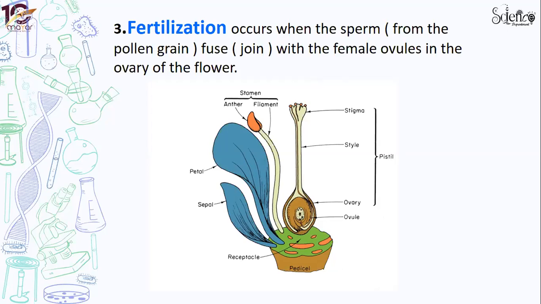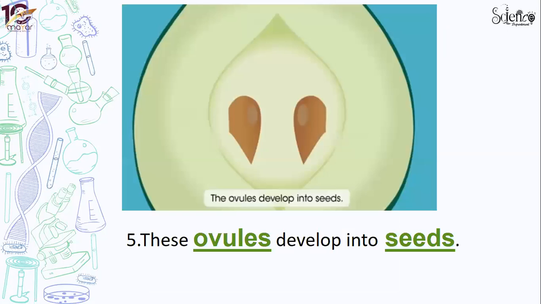After this happens, what will happen? The sepals are going to fall. The petals are going to fall. The stamen is going to fall. All the male part is going to fall. Everything is going to disappear except the ovary, which is going to stay. Why? The ovary is going to change to be the fruit. So the ovule will develop to be a seed and the ovary will develop to be a fruit.